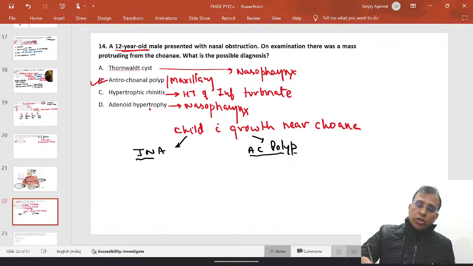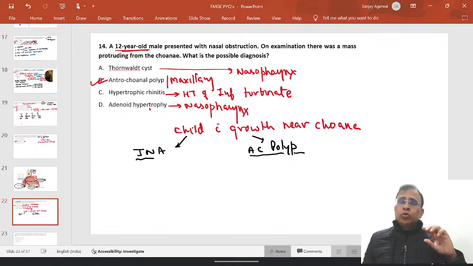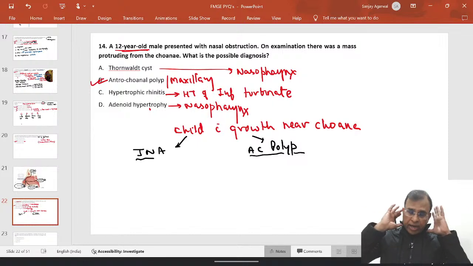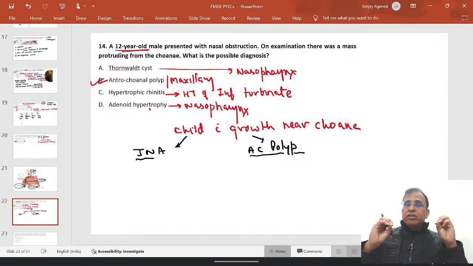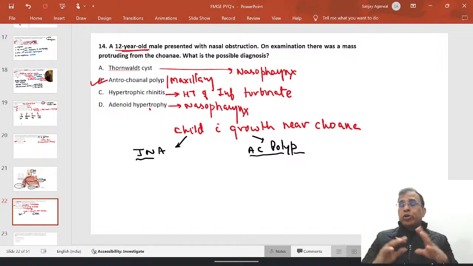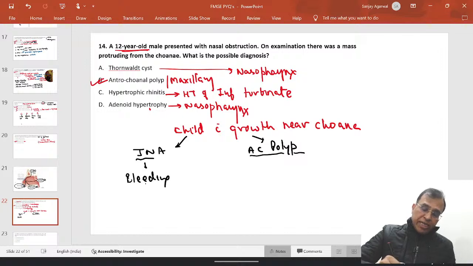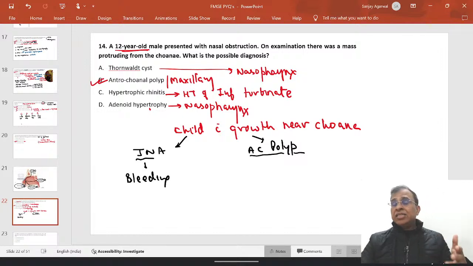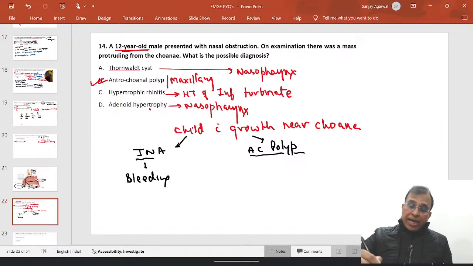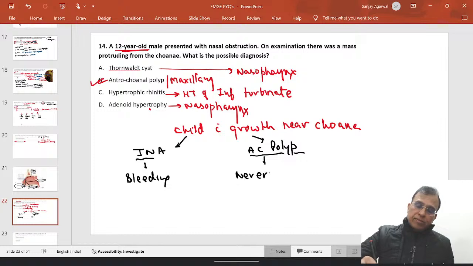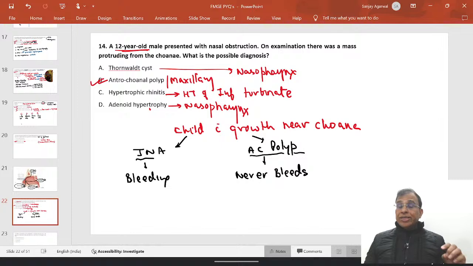So if there is a growth in the choana, protruding into the choana, these are the two likely diagnoses, especially if it is a child. Okay, this is 100% for you. A child having a choana problem, growth protruding into the choana, it is one of the two. Now this one will bleed. There will always be a history of bleeding, and the rest of the signs, the antral sign and all that you see. And this one never bleeds. Never bleeds. That's a very important thing.